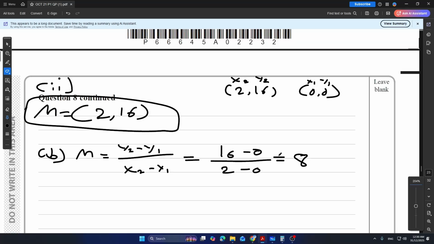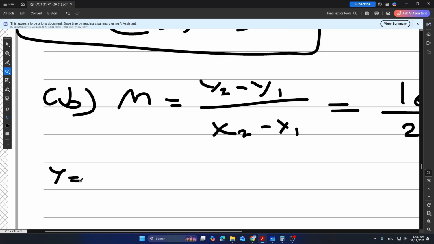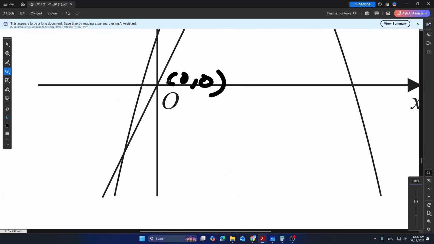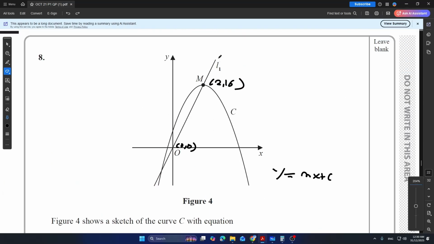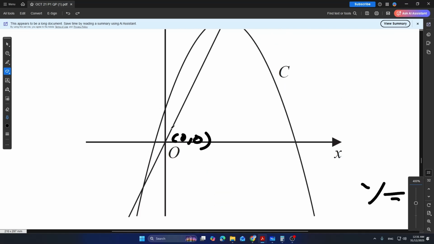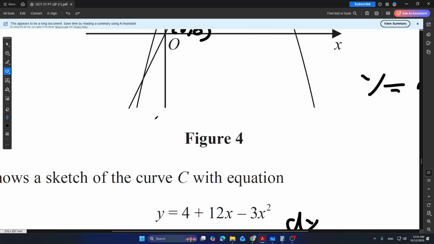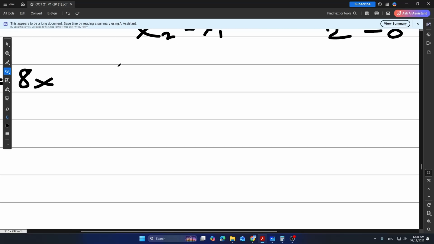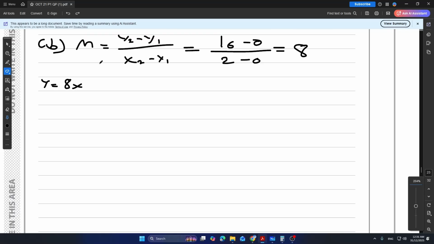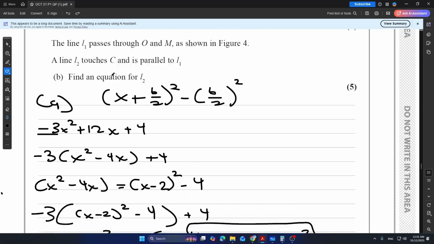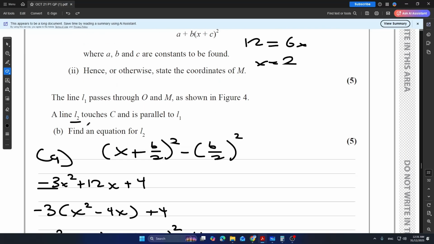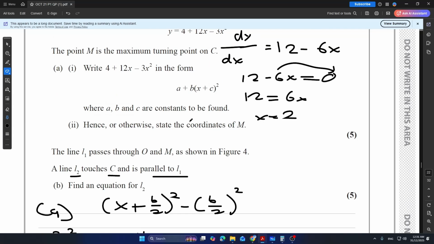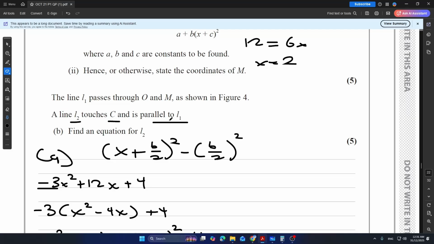Gradient is 8. So y equals 8x plus c. No, not 8x plus c actually, because the y-intercept is 0, because you can see L1 is crossing through 0, and the y-intercept is where it crosses the y-axis. So I don't need to write anything for the y-intercept. I can just write plus 0 or nothing. So y equals 8x. Now, the difficult part is that it says line L2 touches C and is parallel to L1. Find the equation for L2. So we need to analyze the situation.